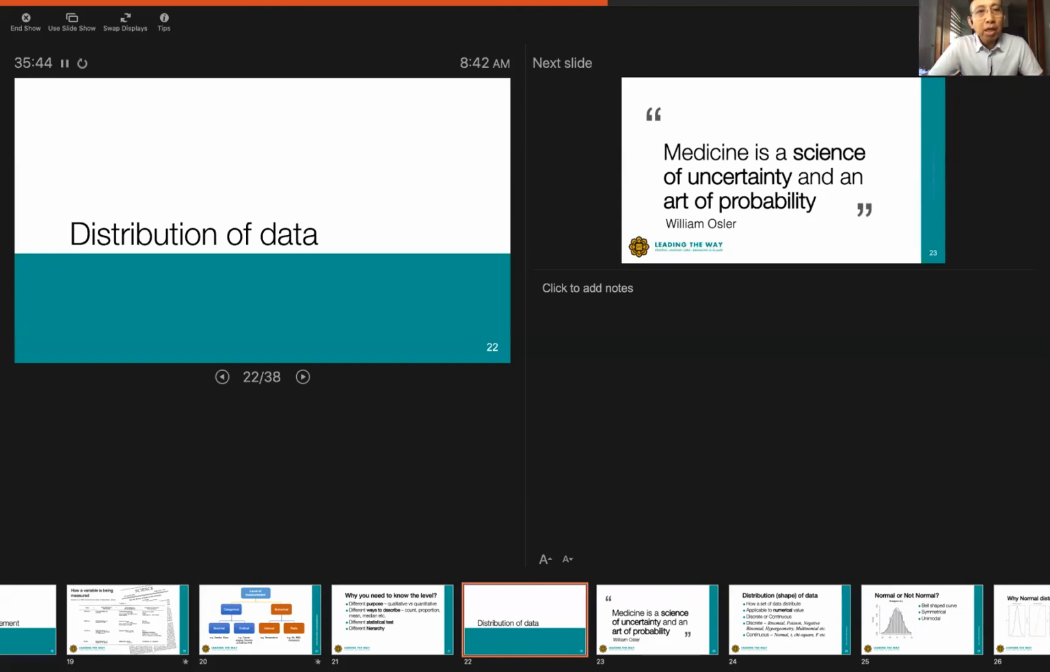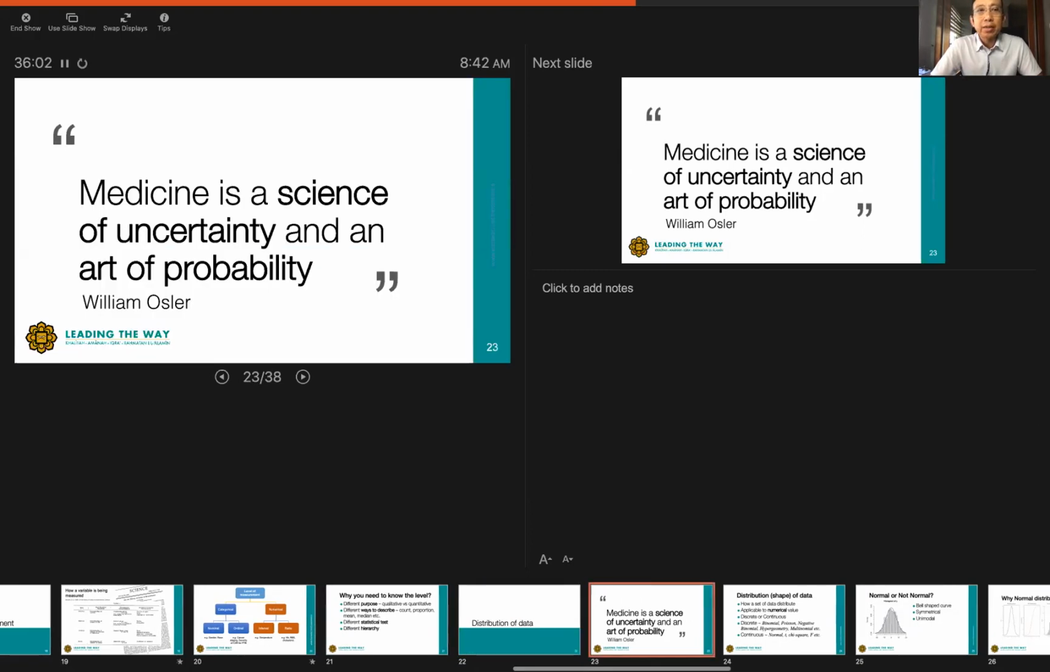So this is especially for data which is numerical, okay? But the count for male and female, you can do binomial distribution. That is called discrete data. But as long as they are numerical, you can decide the distribution of data.